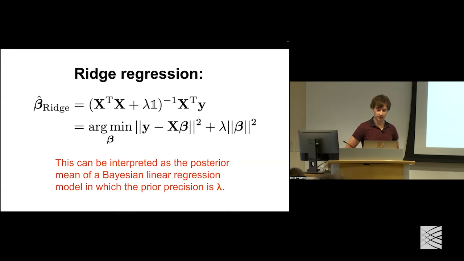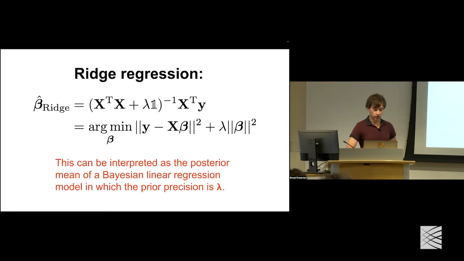And there are a lot of different ways you might interpret what's going on in this formula. One way to interpret this is that this ridge regression estimate is just a posterior mean of a Bayesian linear regression model in which the prior precision over the coefficients beta is given by lambda. So in other words, if you assume that the effect size of the coefficients is of order 1 over square root of lambda, then that is equivalent to what we're doing here, right? So if lambda is large, you assume a priori that the coefficients are small.